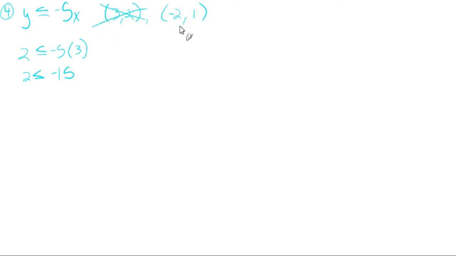We'll try this one now. y is 1, less than or equal to -5 times x, which is -2. Is 1 less than or equal to -5 times -2, which is +10? Yes, it is. So this one works. This one is a solution.